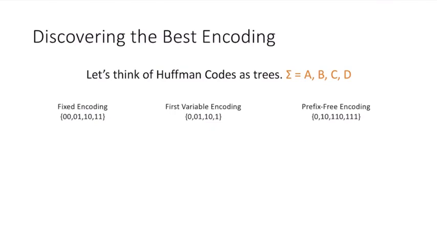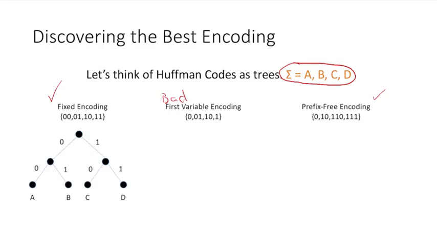The most intuitive way to think about these different encodings is to think of Huffman codes as trees. So if we have these symbols, we can put them into a tree and see how that plays out for these different encodings. So we have our fixed encoding that we've been looking at, we had our bad variable encoding we looked at, and then we had our prefix-free encoding. So for that first tree, to get to A, it was 0, 0. So you would go down the left, and that's how you find the symbol A.